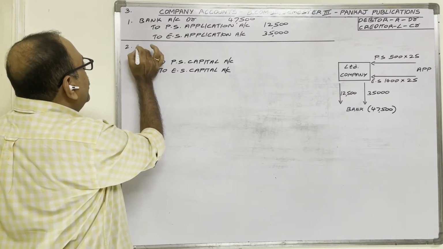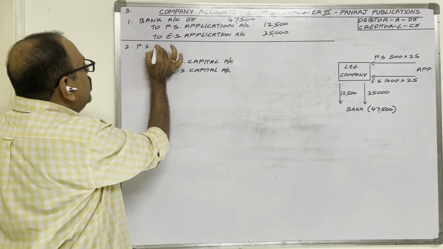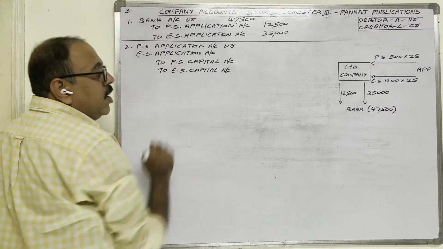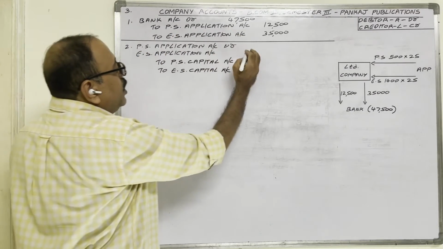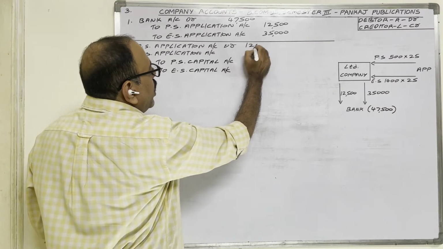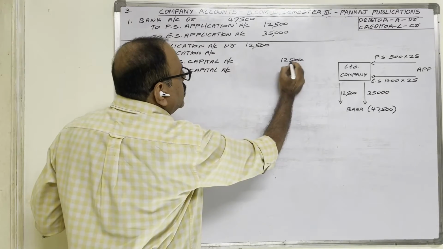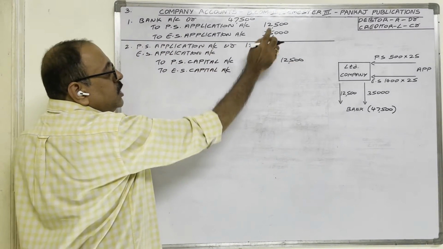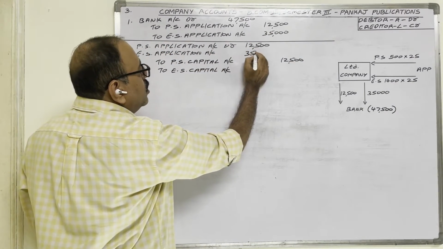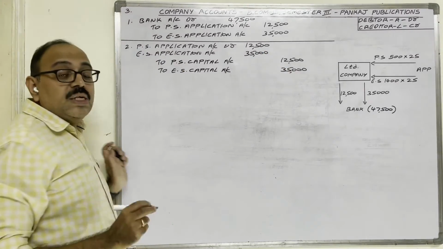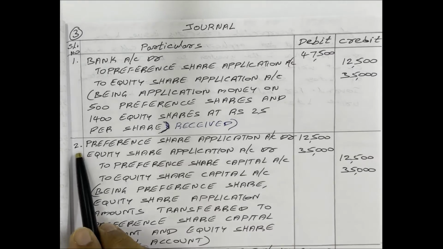Therefore, preference share application account we should debit. Equity share application account also we have to debit. Amounts: preference share application amount 12,500 we are transferring to preference share capital account. Similarly, equity share application amount 35,000 we are transferring to equity share capital account. So this is the second entry.